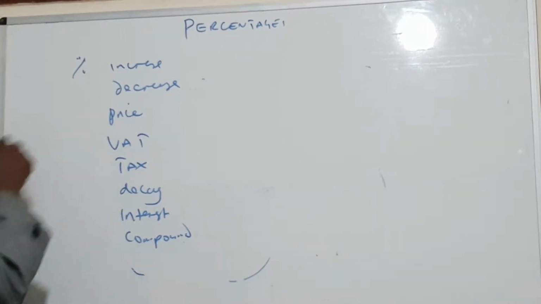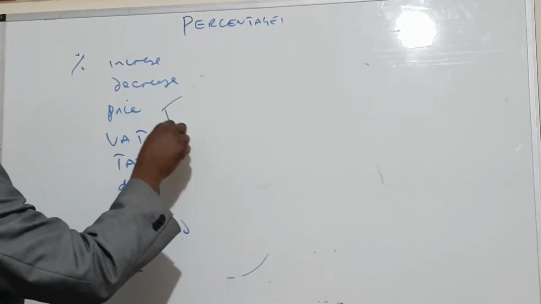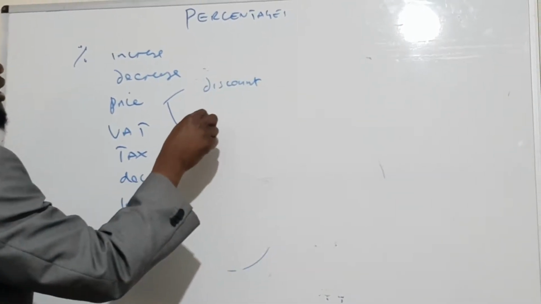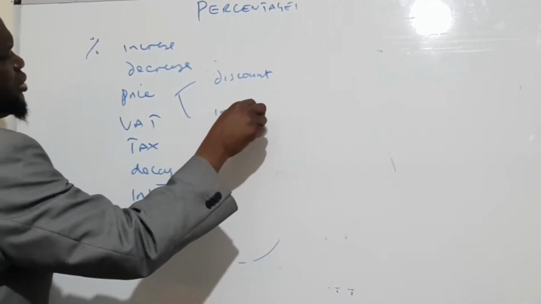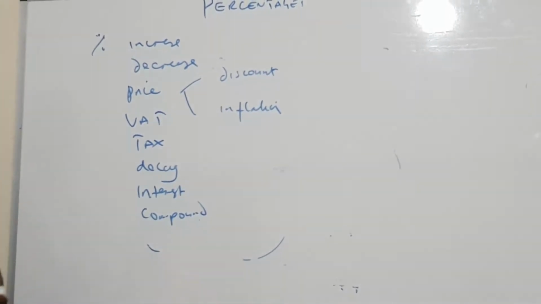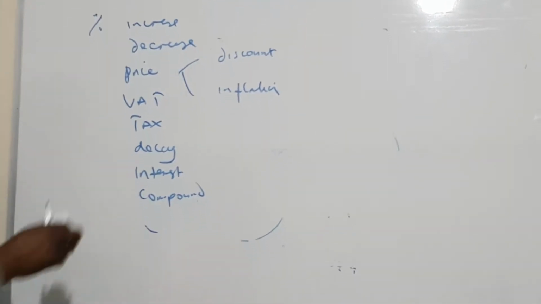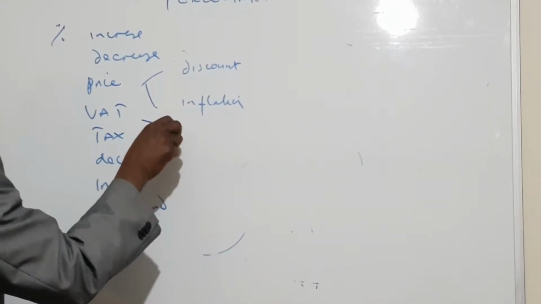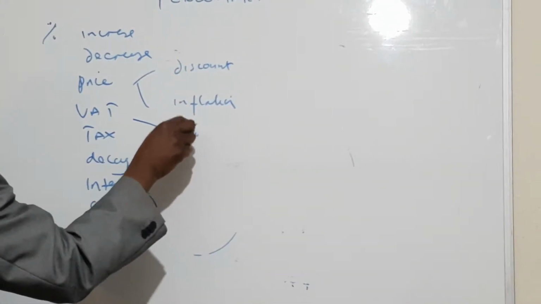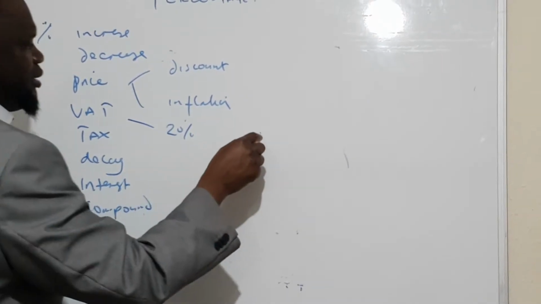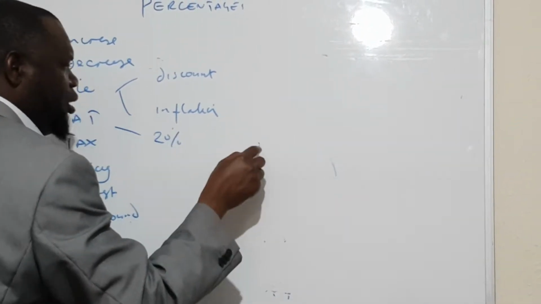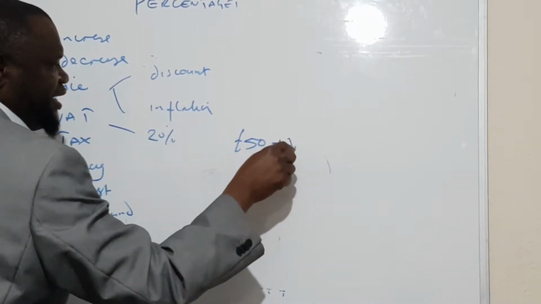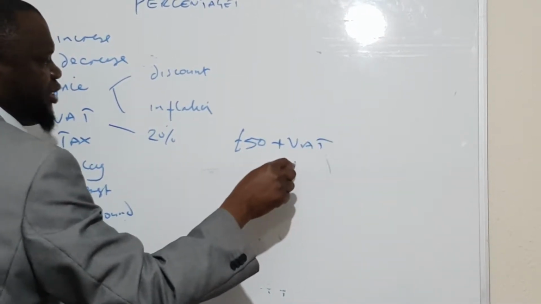So I first look at price. Price means discount, or inflation. But before we do that, let's do percentage increase and decrease first, before we do price and discount. VAT is when they add VAT tax on you. Somebody buys a commodity, the price of which is 50 pounds. You add VAT to it. They add 20% on it.